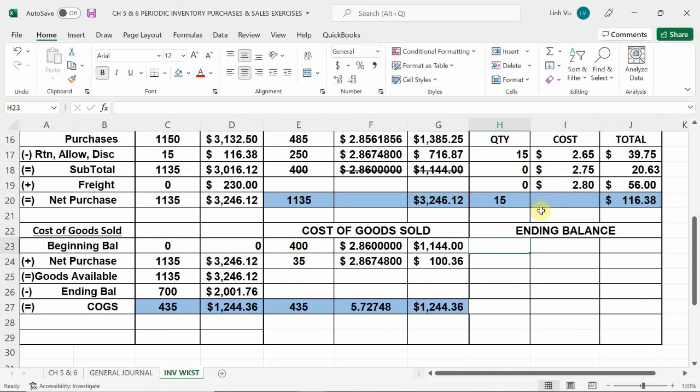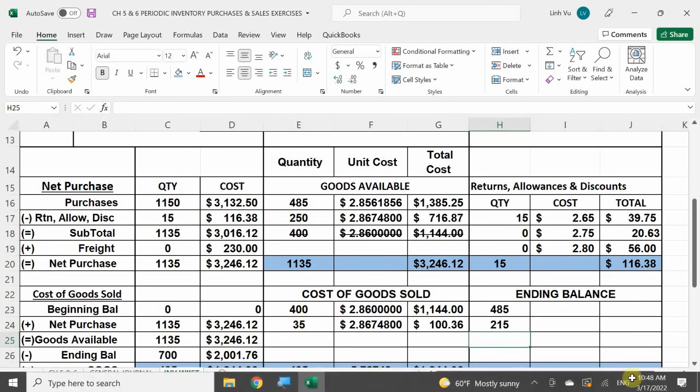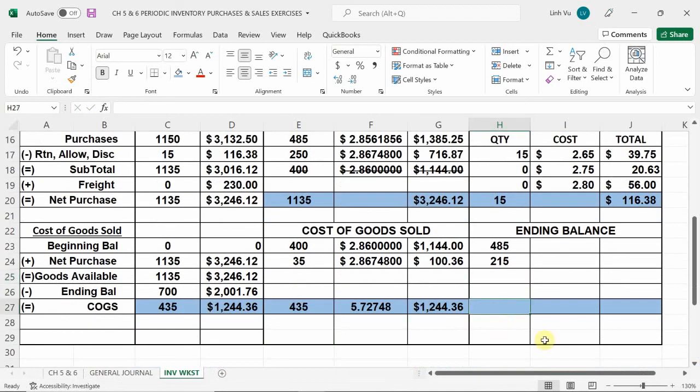If you follow the rules of LIFO here, you're going to know that my last batches are going to be sold first. That means my ending balance should be the very beginning that I started out with, and a portion of this. So whatever this is minus to get to 700. In this case, 215 is what I need to equal my total of 700 units. Okay.